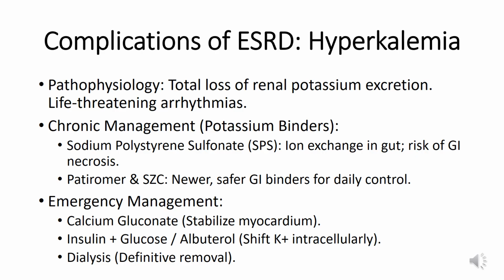Complications of end-stage renal disease can become life-threatening. One of the most dangerous complications is hyperkalemia. This means there is too much potassium in the blood. Healthy kidneys remove excess potassium every day. In end-stage renal disease, the kidneys lose this ability completely. Potassium begins to accumulate in the body. Even a small increase can be dangerous.